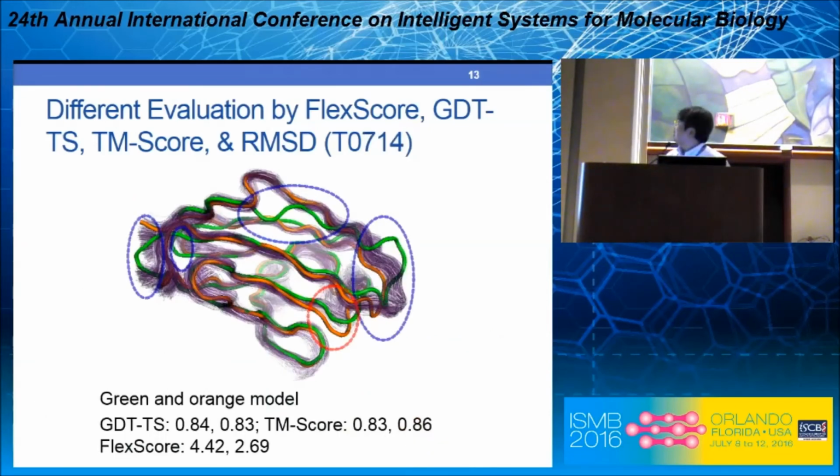This is a more subtle example here. This is a beta sandwich structure where you see the two models are capturing the topology very well, but you see that the green model is deviating a little bit here, in these regions, from the ensemble. There was some deviation in the orange model here, but overall the green model has more deviation from the ensemble structures. So although GDTS has a similar score, FlexScore prefers the orange one because it does not deviate as much as the green one. So this is another discrepancy between FlexScore and GDTS.